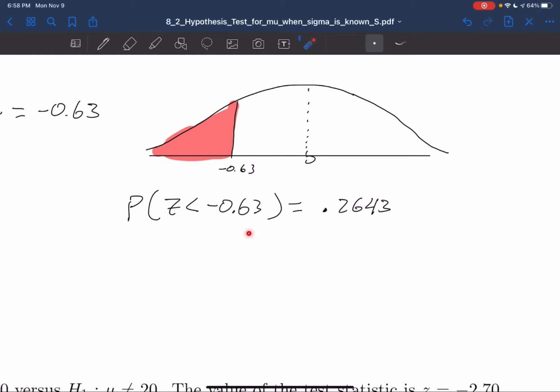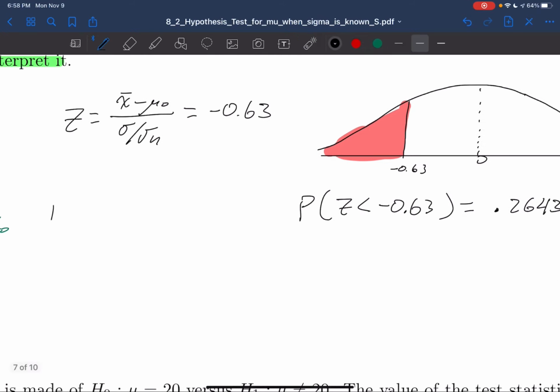We just used the table. So if you're still having trouble, again, I highly recommend coming to my office hours or emailing me. Okay, so that means our p-value here is equal to 0.2643.